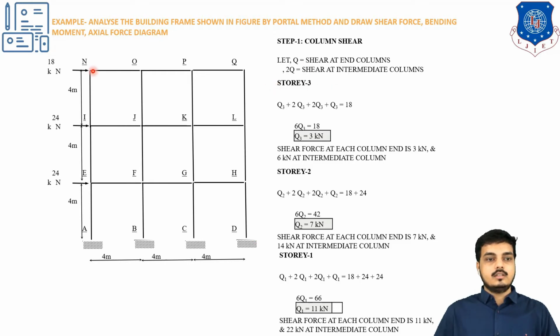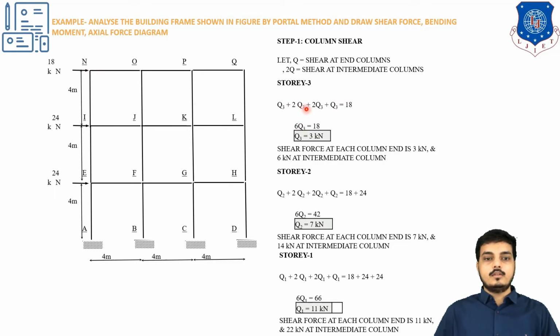So this is my story number 3 for this particular floor, and this is my story number 2, and this is my story number 1. This has been assumed. Now in story 3, there is an 18 kilonewton horizontal force acting. So for this column it will be Q3. For this column and this column it will be 2Q3, and this one is Q3. Q is shear force, shear at the ends, and 3 is the story number. So it equals 18. This is an 18 kilonewton load.